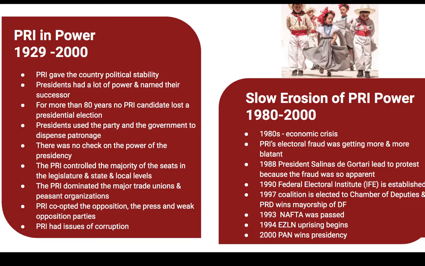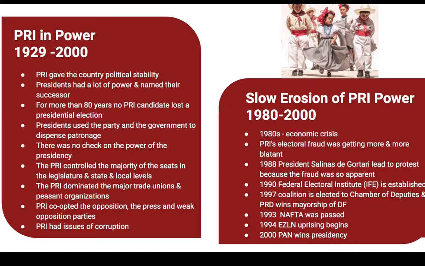In 1988, President Salinas de Gortari actually wins, and his election leads to massive protest because it's so obvious that he committed fraud. And so, through the people's demands, they set up the Federal Electoral Institute, or the IFE. It's established to actually, separate from the PRI, separate from the government, monitor these elections. And then what you see after that is the PRI stops winning all the time. That's because there's actually an independent process happening to decide whether or not they actually won.